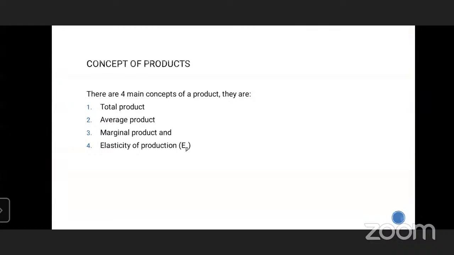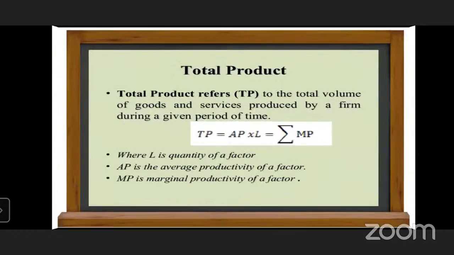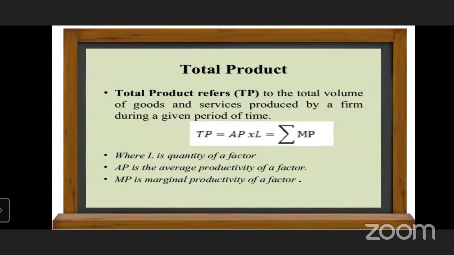So there are different concepts of production, like total product, average product, marginal product, and elasticity of production. So what is my total product? It refers to the total volume. Okay, so we can take the formula as average product into labor, or if we do summation of marginal product, then also we get total product.